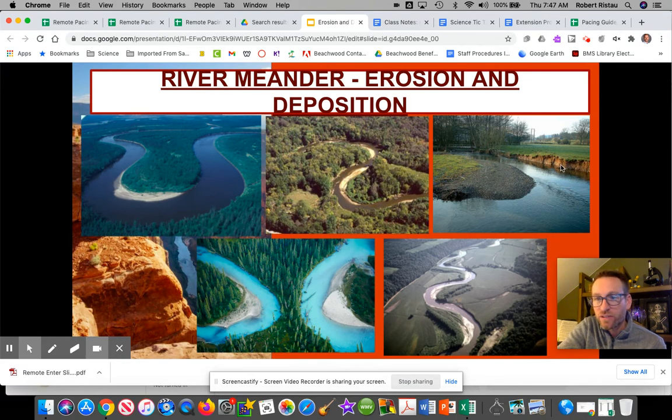You can see this little cliff, right? It's super steep over here. Why is that? Because it's been eroding on the outside, but depositing on the inside.